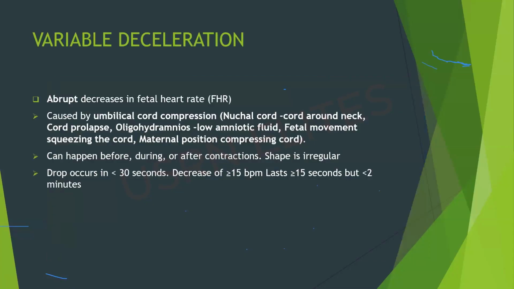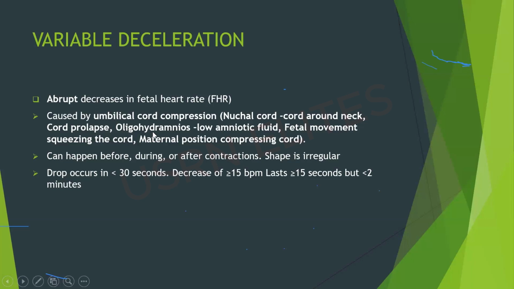So basically, that is that. When you have variable decel, that's abrupt. So know that this relation is just abrupt decrease, less than 10 minutes. And the cause, as we've established, is cord. Nuchal cord, that's the cord around the neck. So variable decel is a cord problem. Example is what? Cord prolapse. Cord prolapse will cause variable decel. It won't cause late decel. It won't cause early decel.